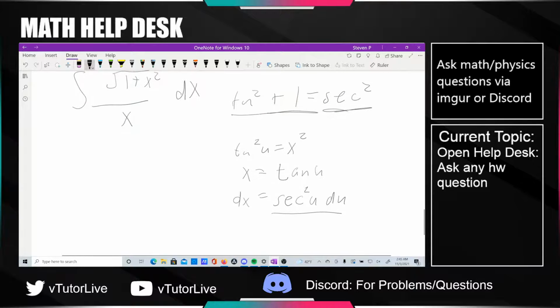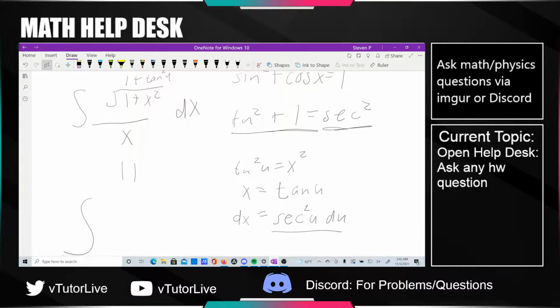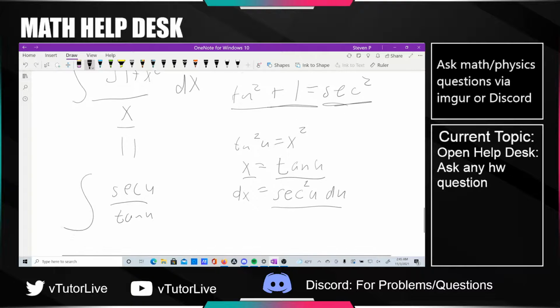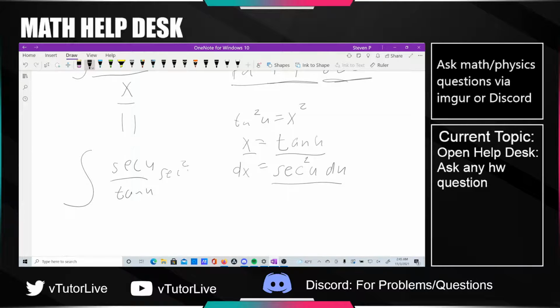And then at this point you just plug it in. So this turns into, well, 1 plus tan squared is secant squared. The square root of secant squared is just secant at this point. And then it's tan u on the bottom, because x is equal to tan u. And then dx is just secant squared u du.